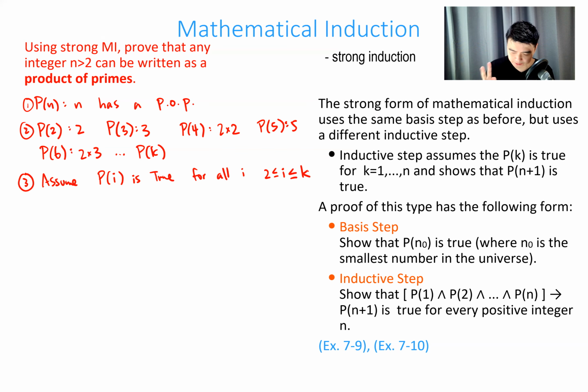That means 2 has a product of primes, 3 has a product of primes, 4, 5, 6, all the way up to k. They all have a product of primes. This is my assumption. Now, right away, I hope you can see how this differs from the assumptions that we made before. The ones we made before is just P(k) is true. That's it, right? But now we're saying everything is true up to k.